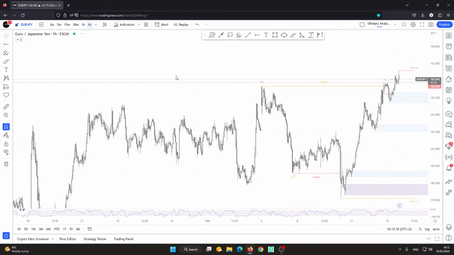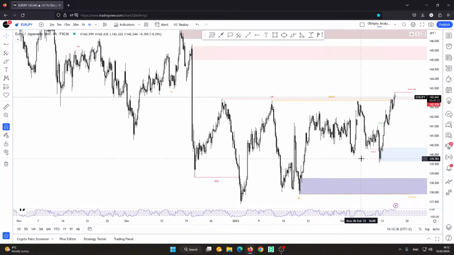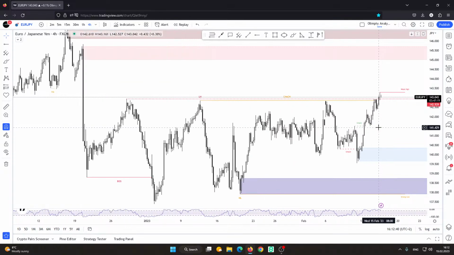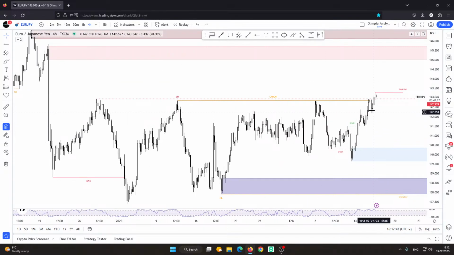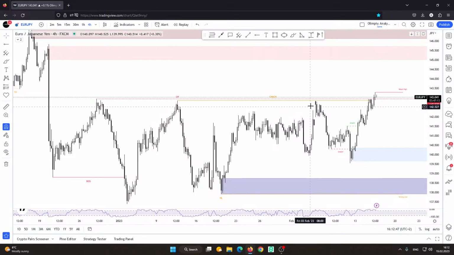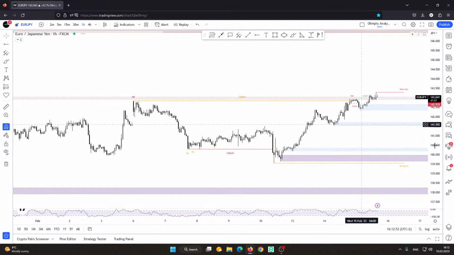Euro, Japanese yen. Let's take a look. Yeah, it has invalidated the supply zone here. So this is the thing, guys. If I don't have confirmation, so here we had a supply. Okay, we have all these former highs as resistance, a supply zone. But please take a look.